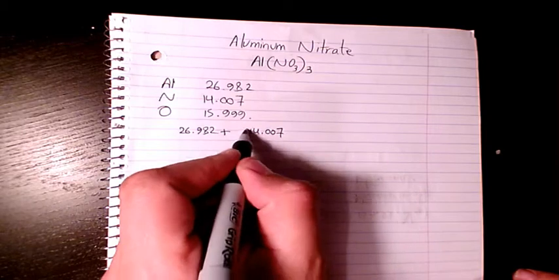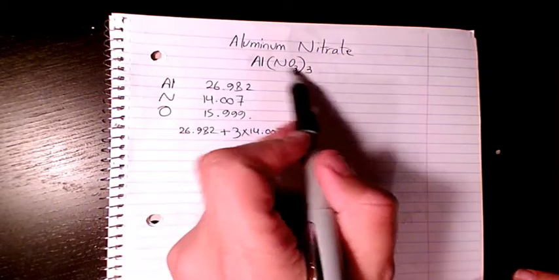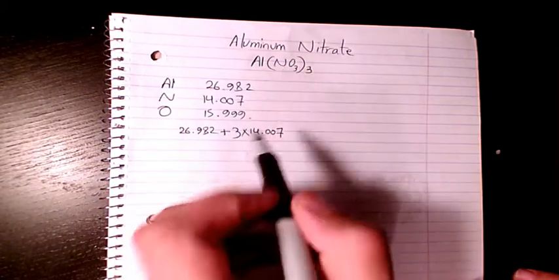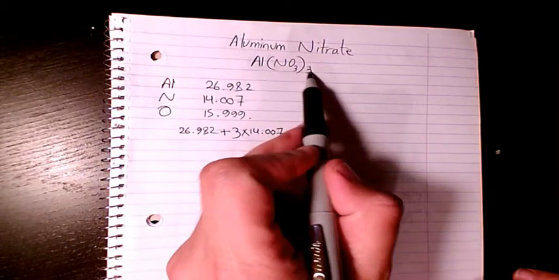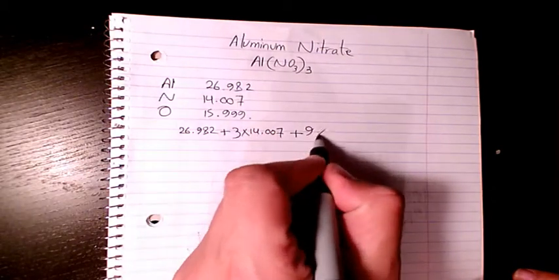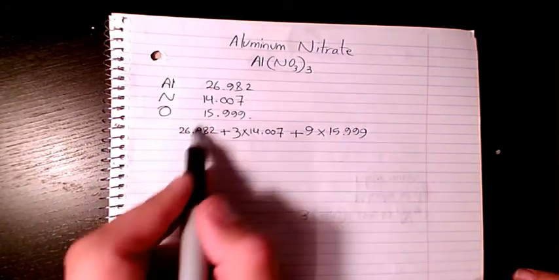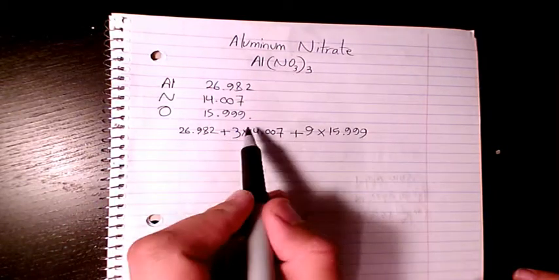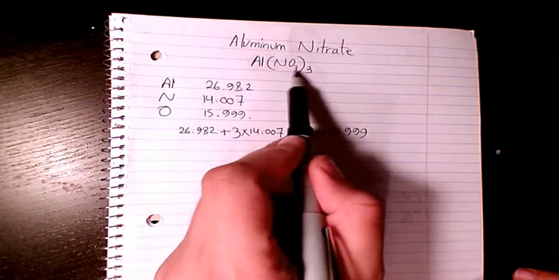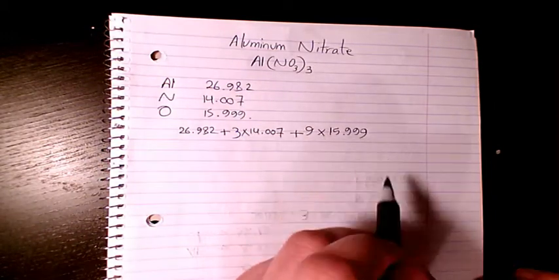N times 3, so we have 3 nitrogens, as you see here, 3 nitrogen atoms, plus 3 times 3, 9 atoms of oxygen. So we have 1 atom of aluminum, 3 atoms of nitrogen, and 3 times 3 of oxygen.